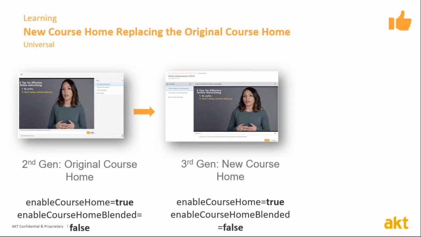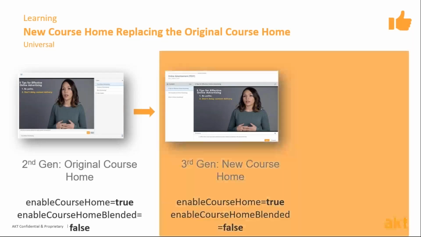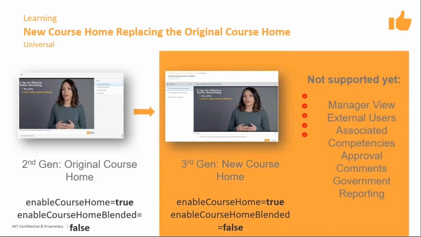In this release, new course home reaches near full parity, as we said, with the previous generations. Added features include support for item classification of type other, task checklist OJT scenario, gem integration, and the option of selecting missing approvers in the registration approval process. On the other hand, features not yet supported by new course home include government reporting for French customers, external users, associated competencies manager view, and approval comments when registering for a class.